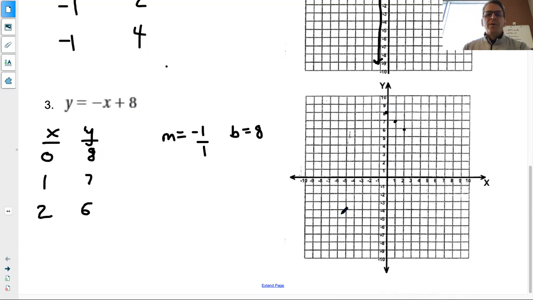If you use the slope-intercept method, you would have an intercept at 8, so up here at this 8 here, and you would apply the slope of -1. So that means you're going to go down 1 over 1, down 1 over 1, down 1 over 1, and you're going to have yourself a nice line going up through that first quadrant and down.